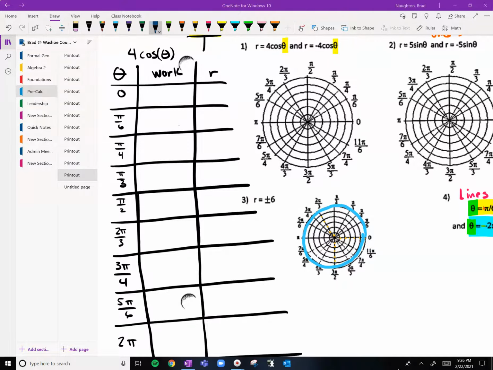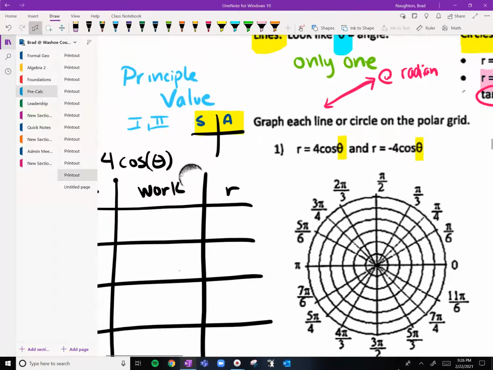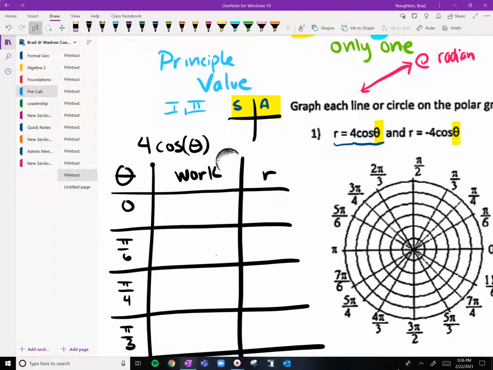So the idea is if we have, and we're just going to look at specifically this one right here, how does that make our circle? So what we're going to do is we're going to put in values for theta. So that's why we're going to use just our principal values here. So let's jump right in. So if I have 4 cosine of 0, we know what this, hopefully using our unit circle, is going to be. This is going to be 4 times 1, which is 4.